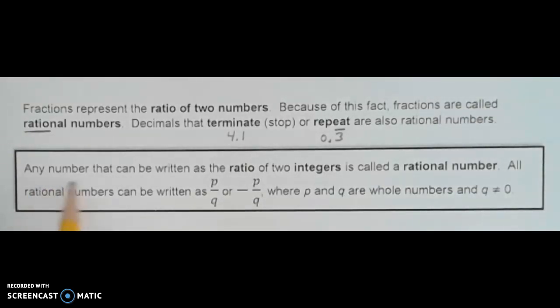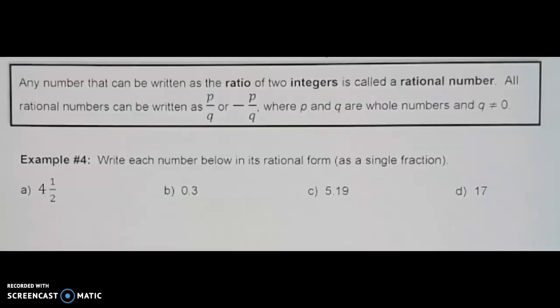In the box, any number that can be written as the ratio of 2 integers is called a rational number. All rational numbers can be written as p over q or negative p over q, where p and q are whole numbers and q, the denominator of your fraction, cannot equal 0. Basically, if you can write the number as a fraction, it's going to be called a rational number.